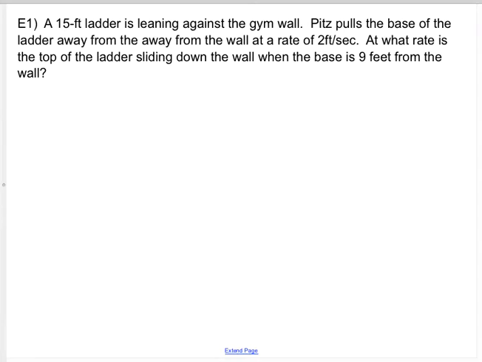A 15-foot ladder is leaning against the gym wall. Pitts pulls the base of the ladder away from the wall at a rate of 2 feet per second. At what rate is the top of the ladder sliding down the wall when the base is 9 feet from the wall? So let's look at what we're seeing here, okay?